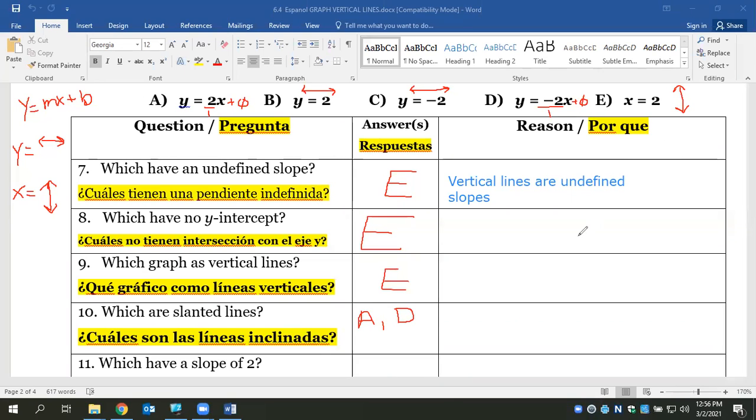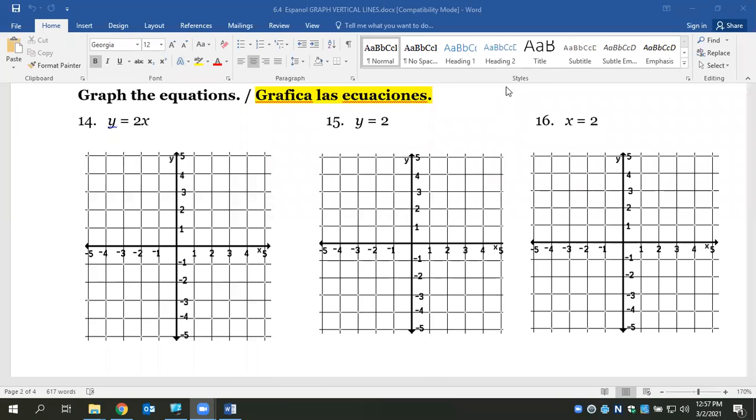Okay. And which have a slope of 2? This has a slope of 2. This is no slope. This has a slope of -2. So the only one that really has a slope of 2 would be A. Okay. And that's how we answer those problems. And to end my support, you can work out the rest of them. I'm not going to answer all of these for you.